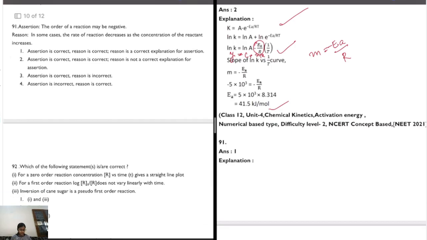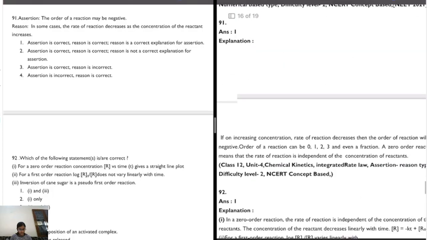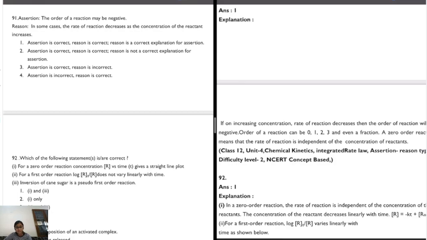Now, in the next question, the order of the reaction may be negative. This is the assertion given to us. This is true. Yes, the order can be negative, zero, or fractional. Reason: in some cases, the rate of reaction decreases as the concentration of the reactant increases. This is also true. If the concentration of the reactant increases, then the equilibrium will shift in the backward direction. That is, the rate of the reaction will decrease. Okay, so this is true.